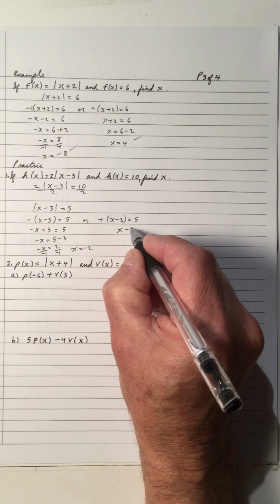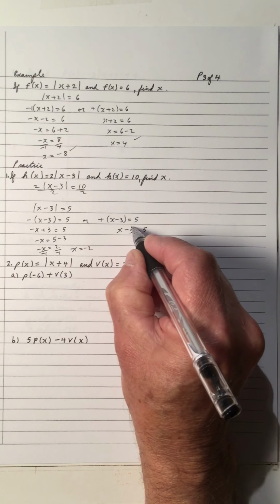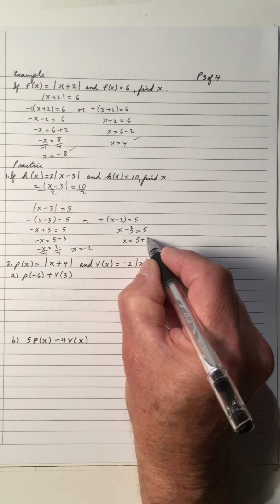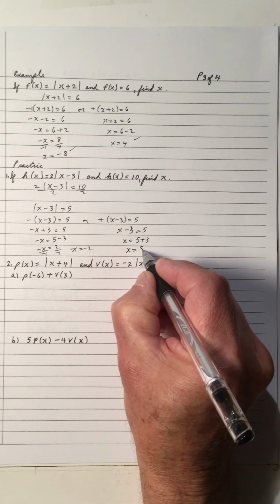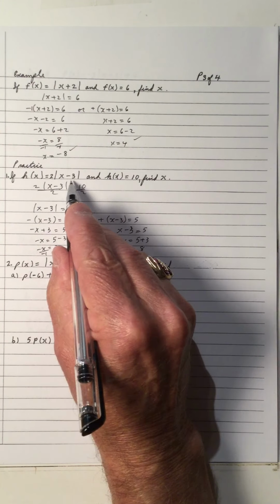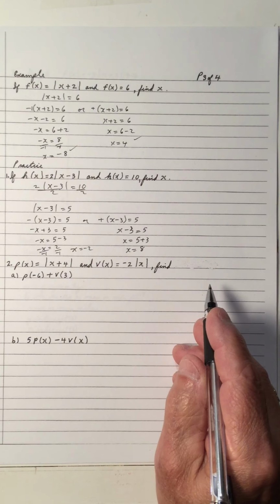And the positive doesn't change it. You just get x minus 3 equals 5, so 5 plus 3, x is 8. So negative 2 and 8 will make these true.